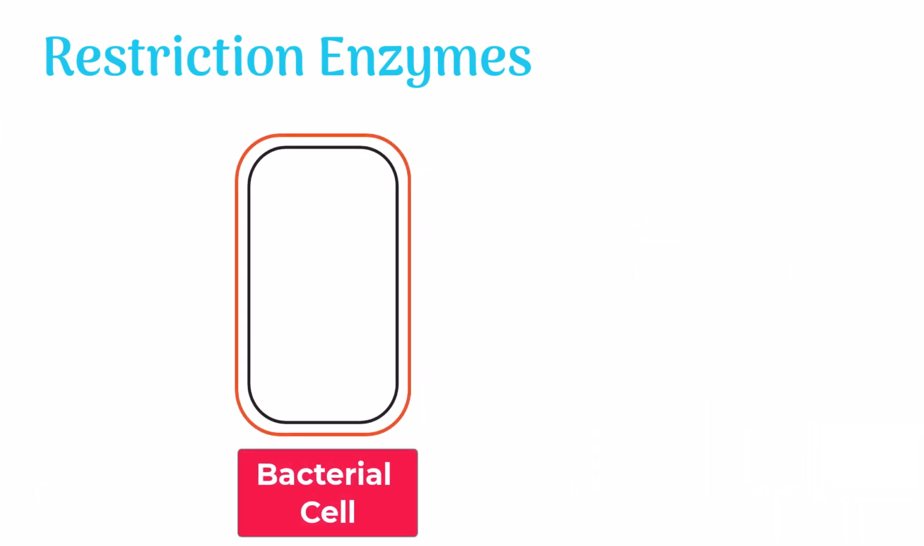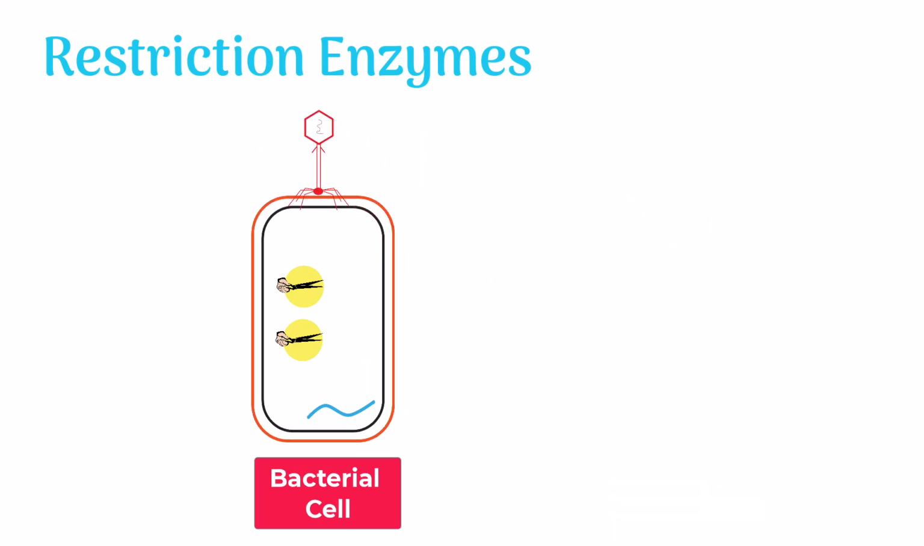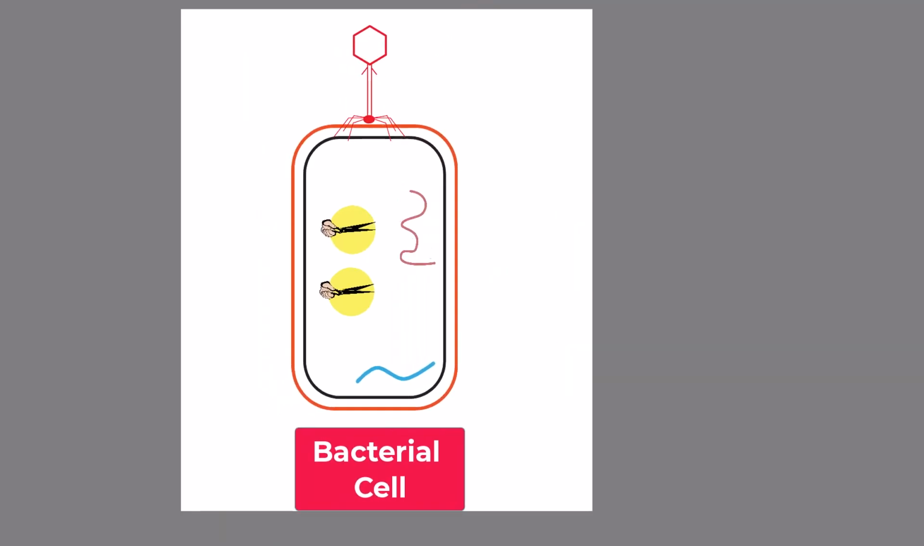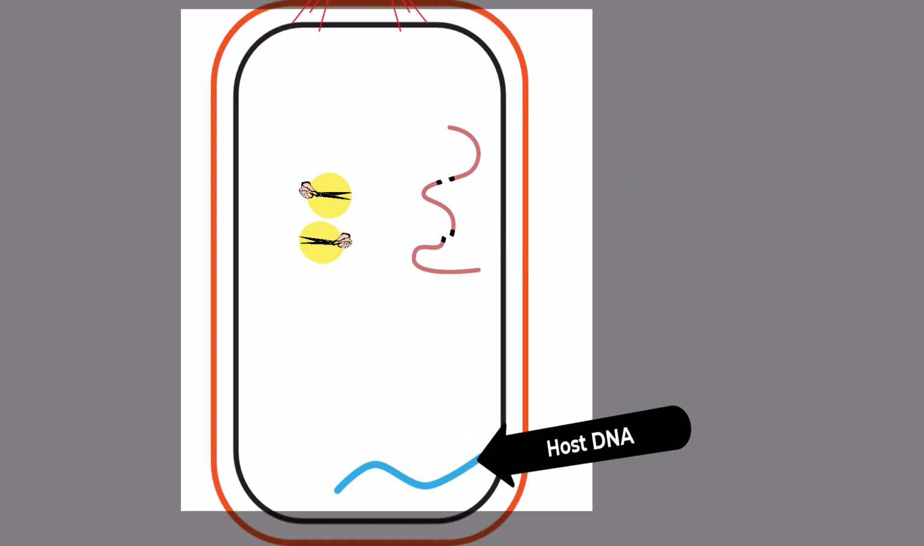Prokaryotes like bacterial cells have oodles of these restriction enzymes. They use these restriction enzymes for their defense against bacteriophages and other invading viruses. Restriction enzymes prevent the replication of phage DNA. When the foreign DNA enters into bacterial cell, restriction enzymes snip it into fragments, but they do not harm the host's DNA.